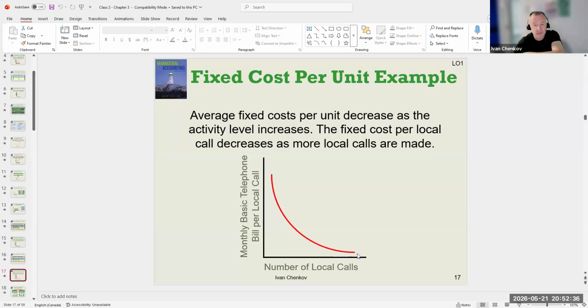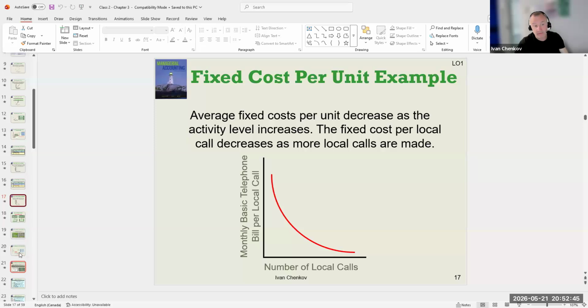Is it ever going to reach zero? Never. Why? Because it's a cost. You already pay for it. You can reduce it. You can go 0.0001, but it's never going to go zero.